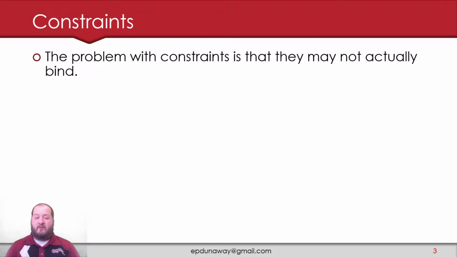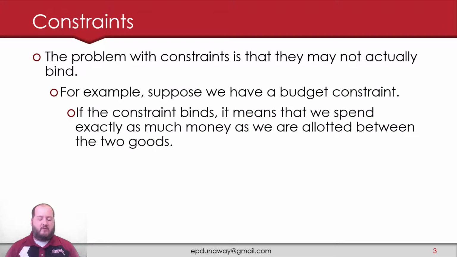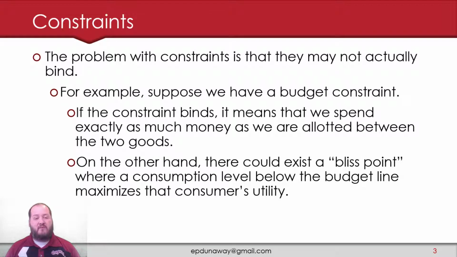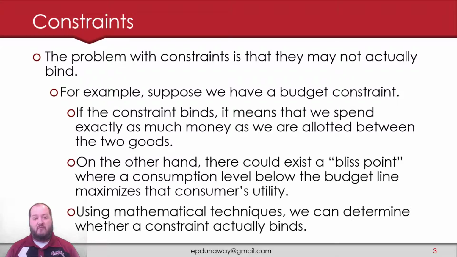The problem when dealing with constraints is that there's no guarantee they're actually going to bind. Let's take a look at a budget constraint, for example. If the constraint binds in a budget constraint, it means that we expend exactly as much money as we have to allot between those two goods or services. But we may have a special situation where we have what we would call a bliss point, where our consumption level is maximized below our budget line. Basically, we don't want to spend all of our money. We want to stop at some point. So we need to know when we are maximizing whether or not that constraint actually binds. We need to be able to test for that as well.